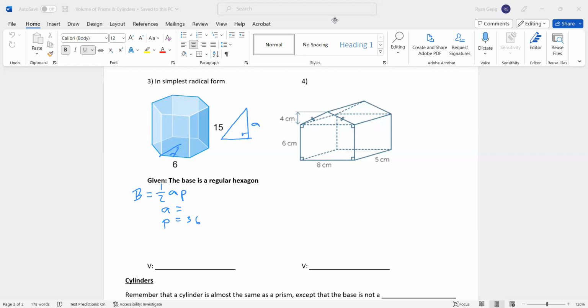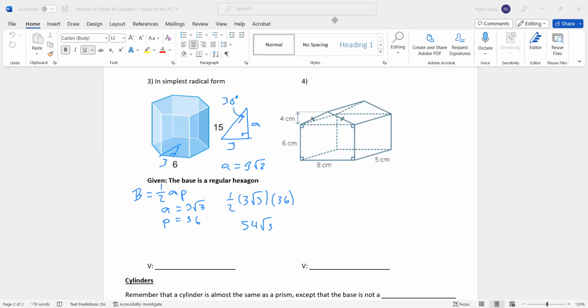The apothem is here. I don't know that. The side length is 6, but half the side length is 3. And then that angle there is the 30-degree angle. So 3 is the short leg, a is the long leg. So a equals 3 radical 3. So the area of the base is 1/2 times 3 radical 3 times 36. Multiply that together. 3 times 36 divided by 2 ends up being 54 radical 3.